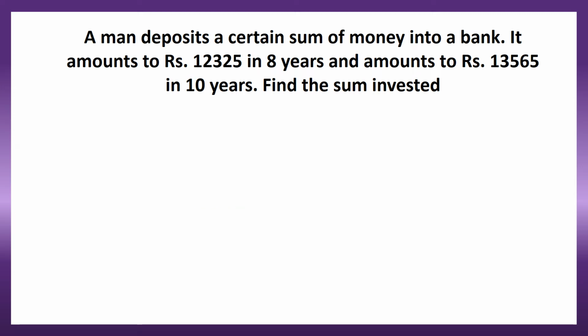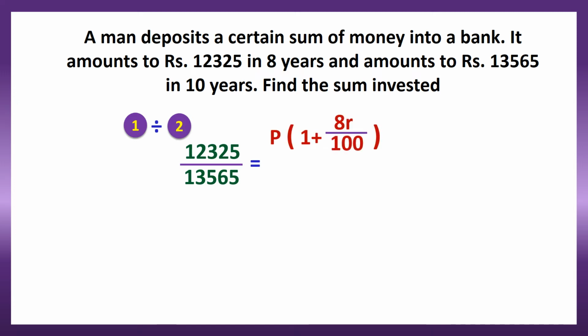Nothing else is known. Only two equations are there. With these two equations, we have to solve this problem. So let us divide the first equation by the second one. That means the left hand side of the first equation is divided by the left hand side of the second equation: 12,325 divided by 13,565, and the right hand side of the first equation is divided by the right hand side of the second equation, that is P into 1 plus 8R by 100 divided by P into 1 plus 10R by 100.